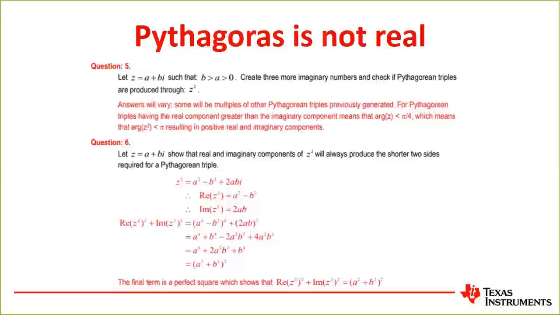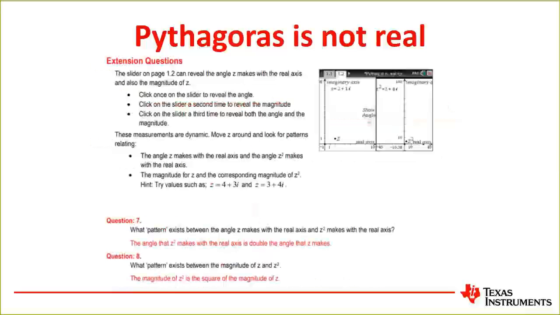And then what you can do is take each of those, square them, and then add them together, which is in the next 4 lines of work, and you end up with A squared plus B squared all squared, which is a perfect square. This shows that the real part of Z squared all squared plus the imaginary part of Z squared all squared is A squared plus B squared all squared. The extension question is very nice.